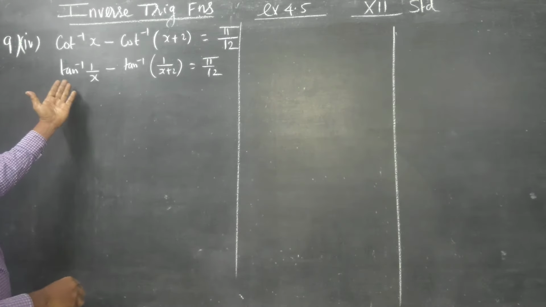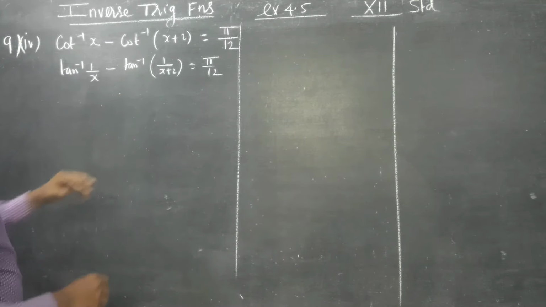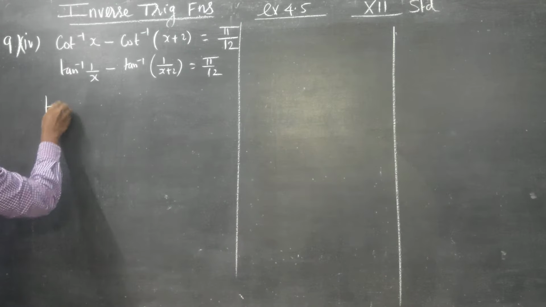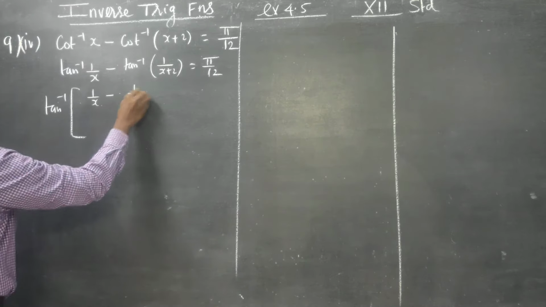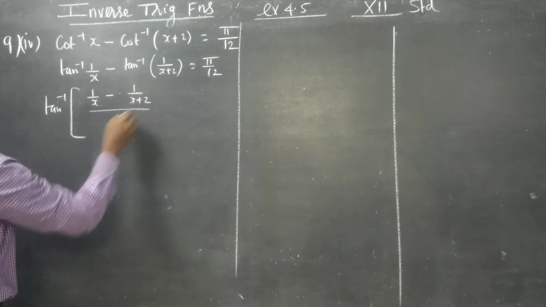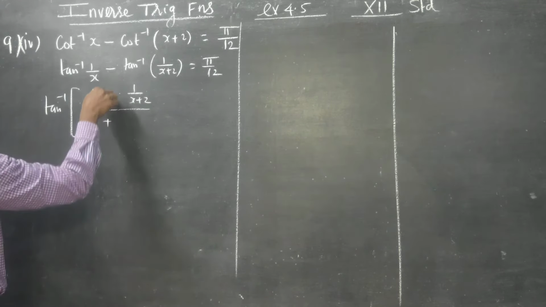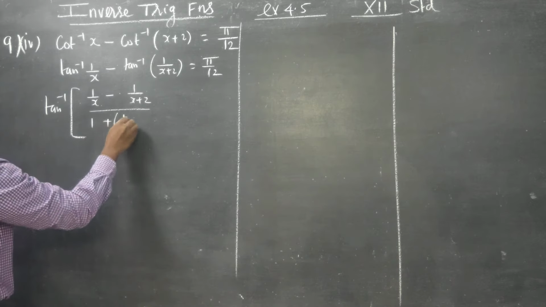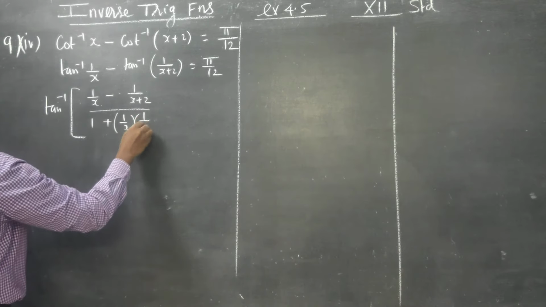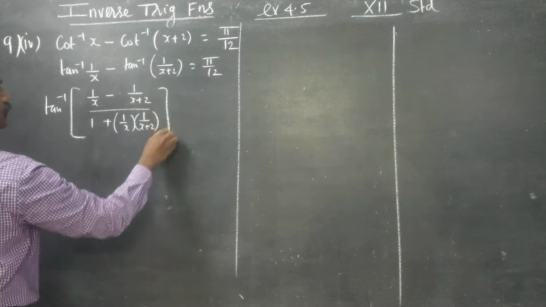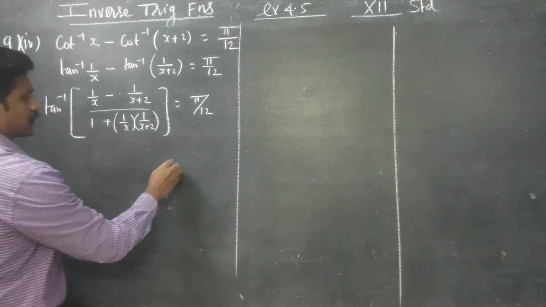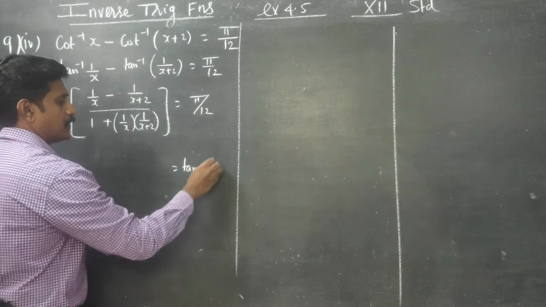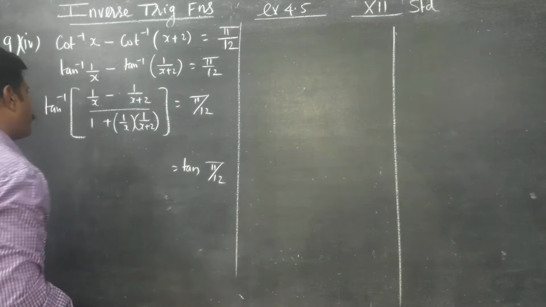Next, moving to what is tan inverse of x minus tan inverse of y? Tan inverse of x minus y by 1 plus x y. Here, minus on the plus, 1 by x into 1 by x plus 2 is equal to pi by 12. Tan inverse goes to the other side, tan pi by 12.